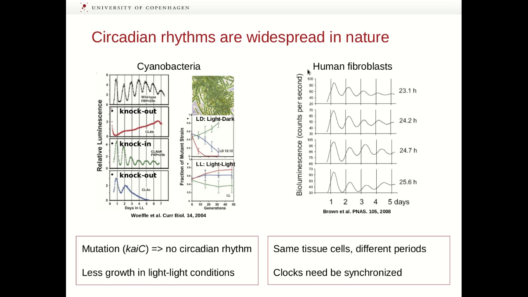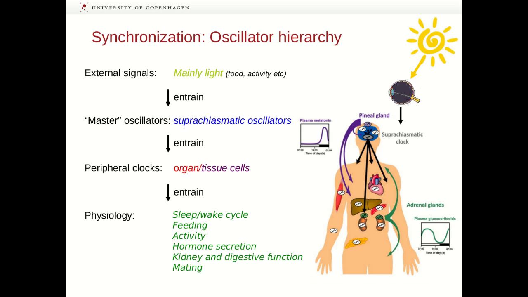Now, returning to the human fibroblasts, you have oscillations here from 4 different cells, and what you can see is that they display individual intrinsic periods of oscillations. And this tells you that in order for the organism or the organ to work in a coherent manner, they need to be synchronized. To synchronize circadian rhythms, our body has evolved a hierarchy of oscillators.